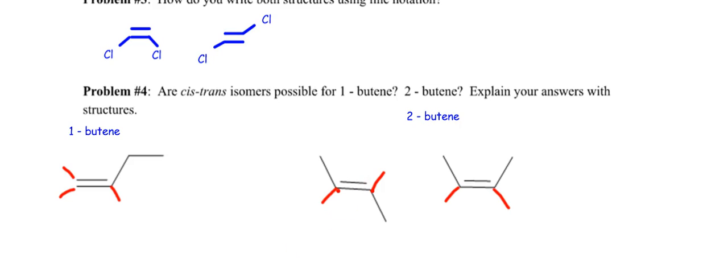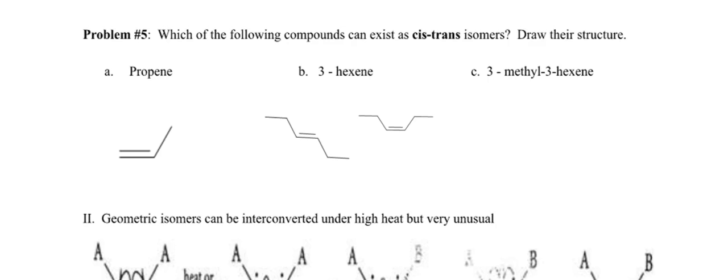Okay, let's go on to the next page. It says problem number 5: which of the following compounds can exist as cis-trans isomers, and draw their structures? So go ahead and answer this for yourself.